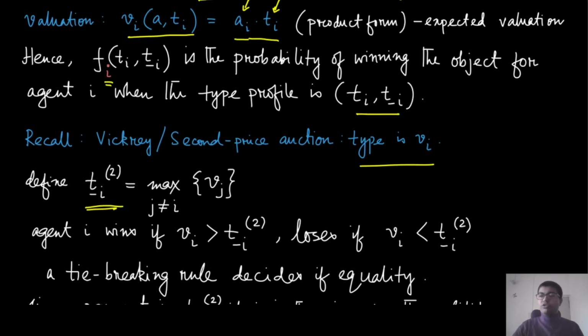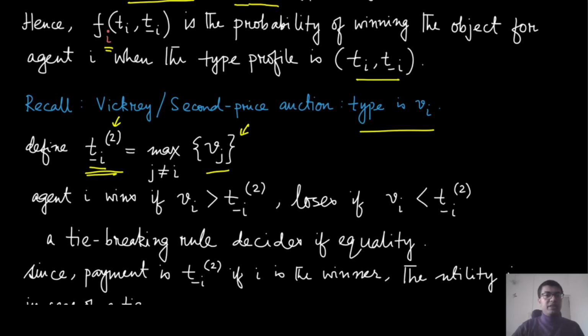We are also going to define a term and a notation called t minus i, superscript 2, which is defined as follows. It is the maximum of all the valuations of all the agents except agent i. So since this is minus i, that means i is not present, and we are looking at the maximum. So in some sense you can relate this to the second highest bidder. If i was the winner, then this would have been the second highest valuation in this population of n players. So that's the reason we write 2 on top.